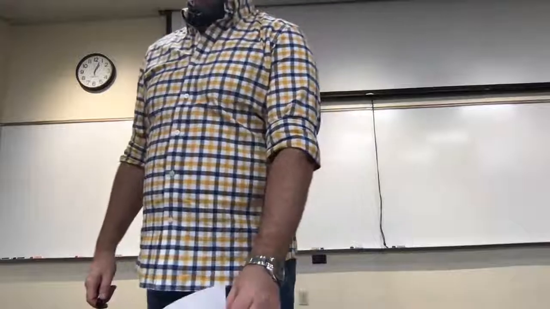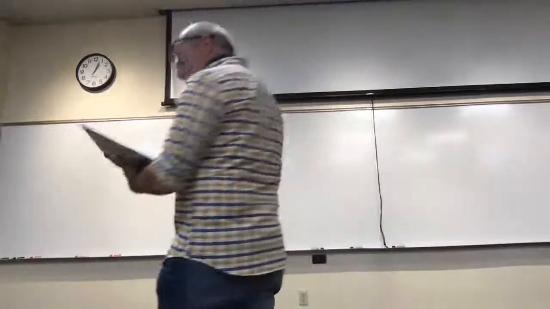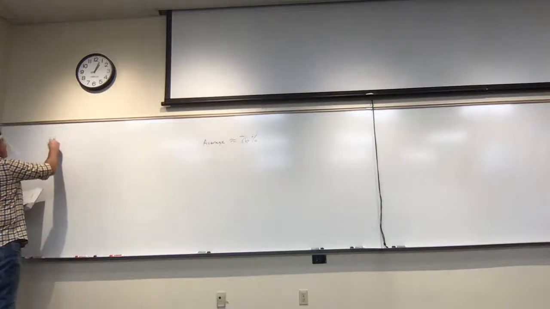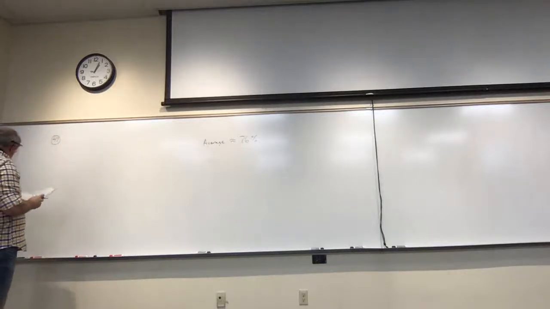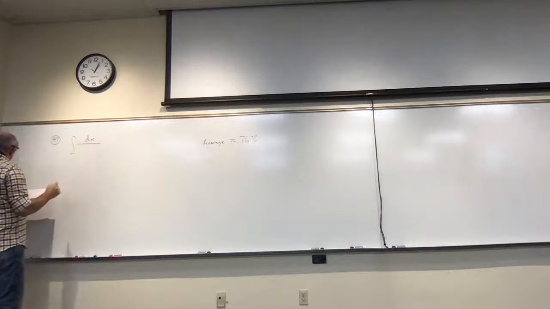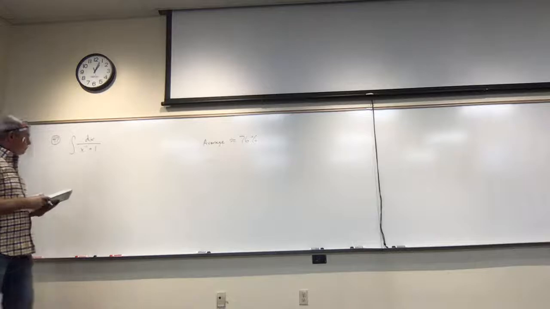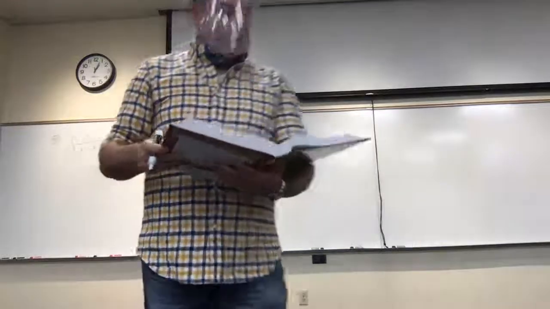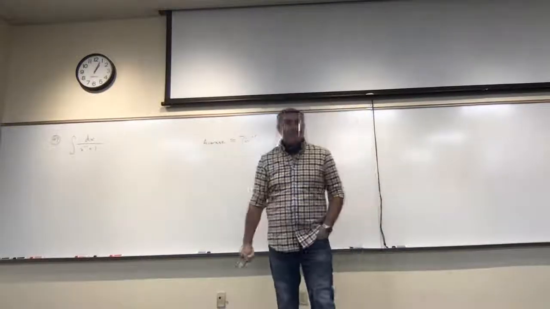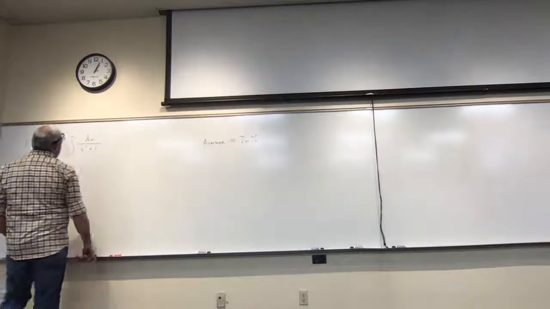Number 47 on 8.1? Okay, interesting. This is number 47, and we've got the integral dx over x to the minus 1 plus 1. This is the section of being clever, right? If you can find a clever way to do things, it will make your life a lot easier.